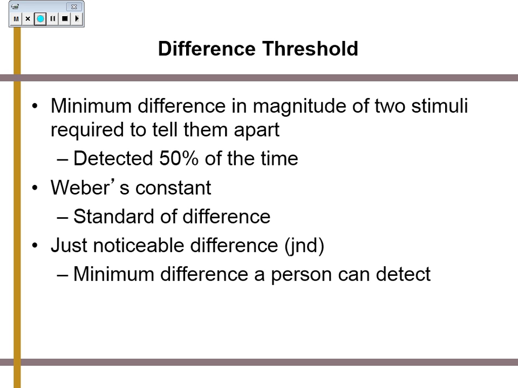Now, I'm going to tell you the riddle. You write it down, and then we'll go through the explanation. Difference threshold says that there must be at least a 50% change of your absolute threshold for you to notice a difference.